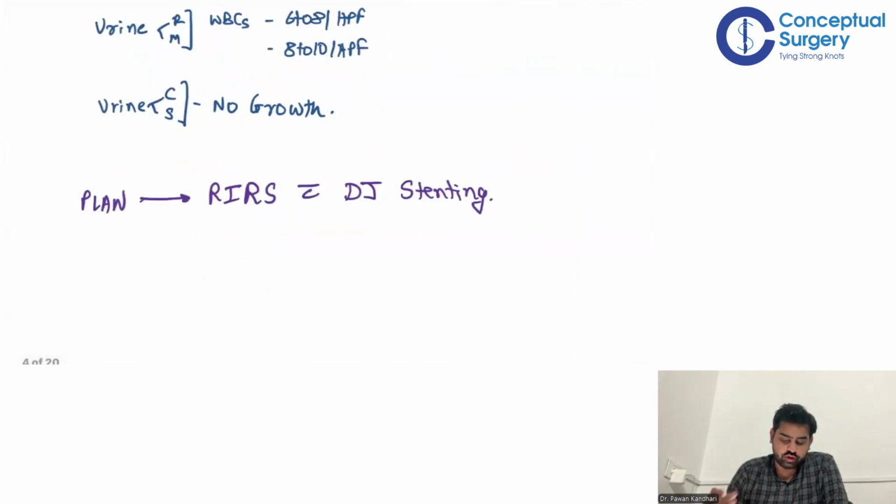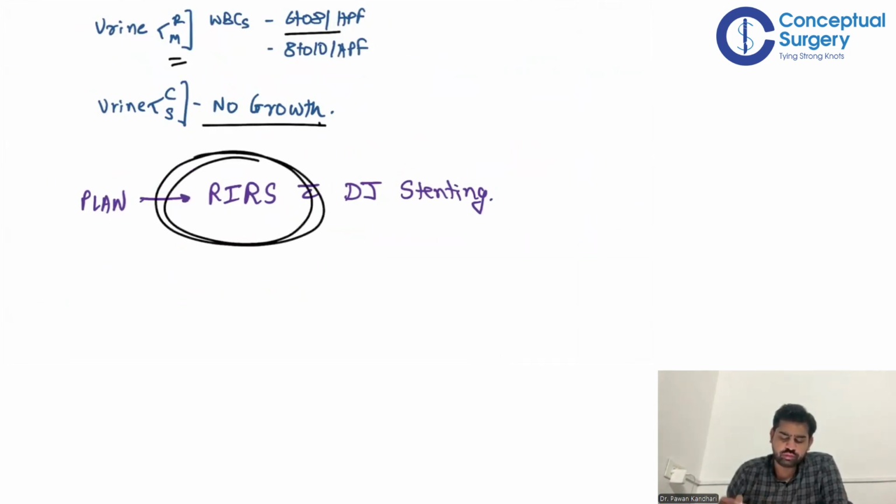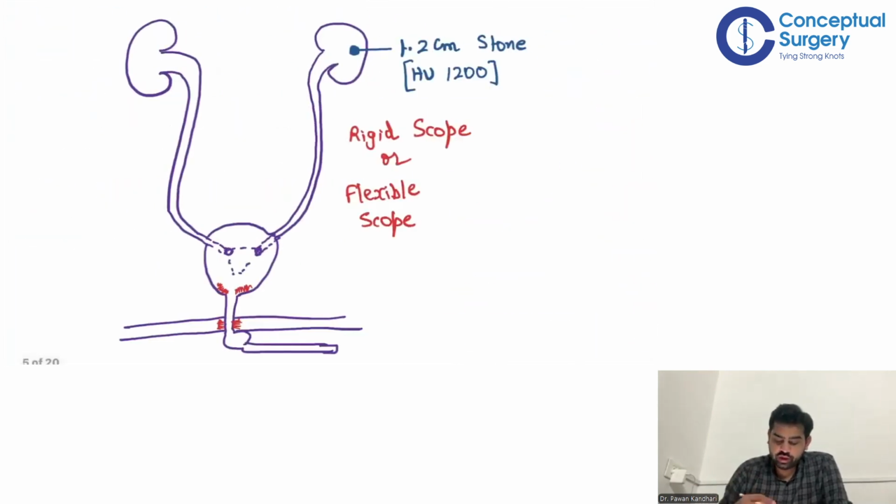Now, let's talk about that. You did a urine routine. There were 6 to 8 WBCs per high power field, and the urine culture showed no growth. Well, this is fine. The management is going to be the RIRS. Now let's talk about this. What is an RIRS? This is the scenario.